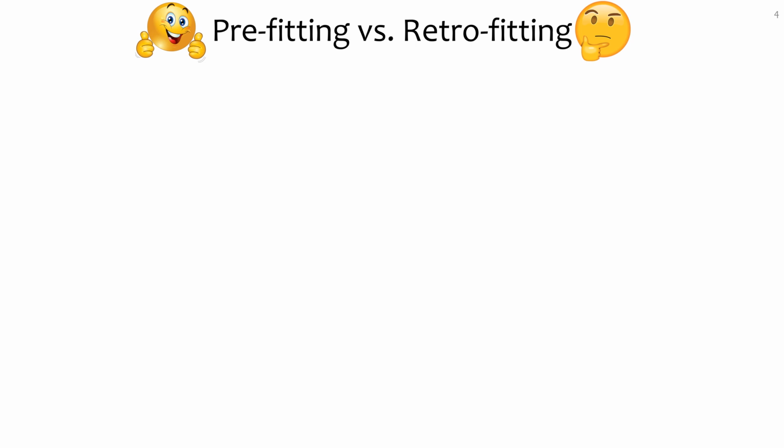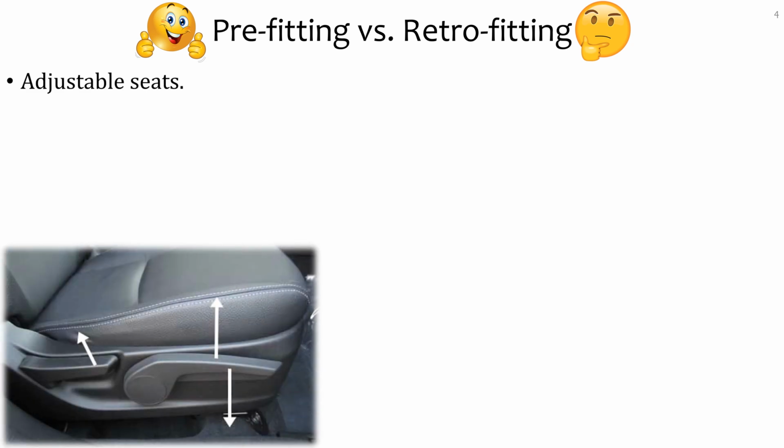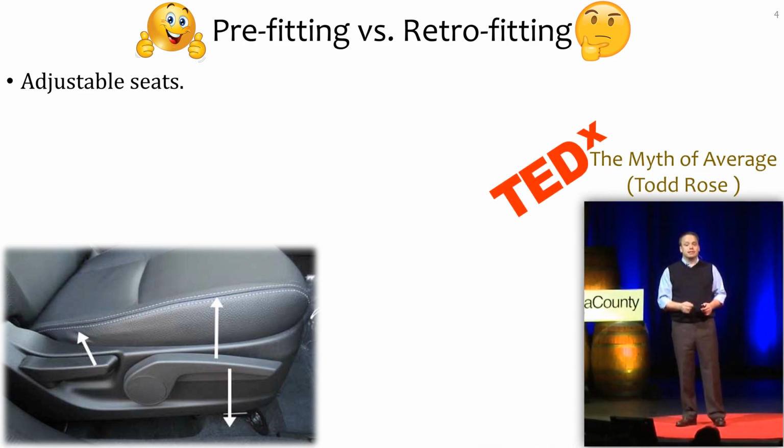For those external things. If you want to understand what is prefitting, a good way of thinking about it is the adjustable state. Adjustable state is by nature UDL. Okay, and I got that idea from another TED Talk by Todd called The Myth of Average. So this is another homework for you. It kind of talks about this concept of prefitting, and I'm going to put the link for that as well.